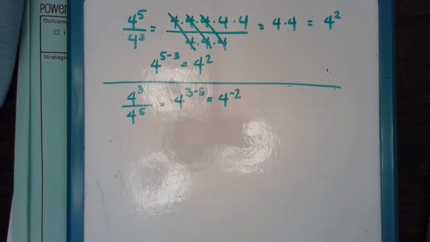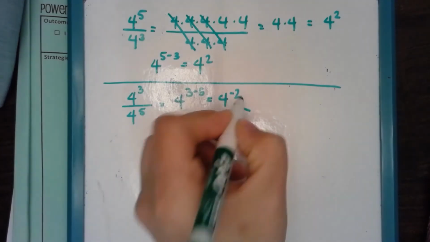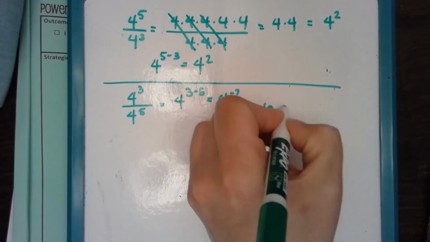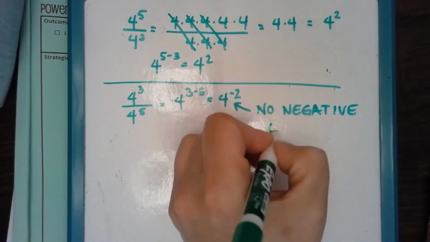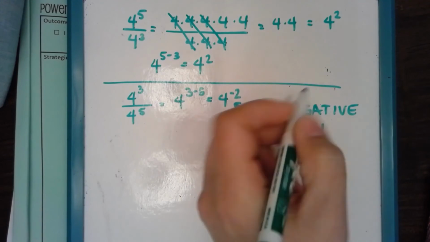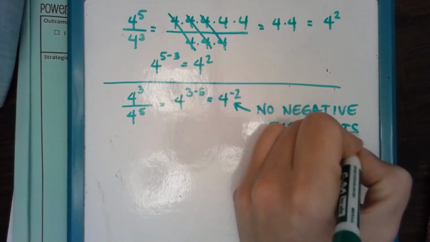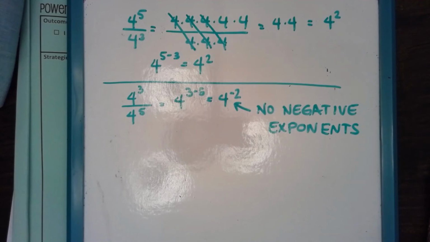But the reason why you didn't encounter these in grade 9 is because we're not supposed to leave powers with negative exponents. There's a law in high school math that says we can't leave negative exponents in our final answer. So we actually can't leave an answer as 4 to the power of negative 2. We have to go a step further. So what is that step?